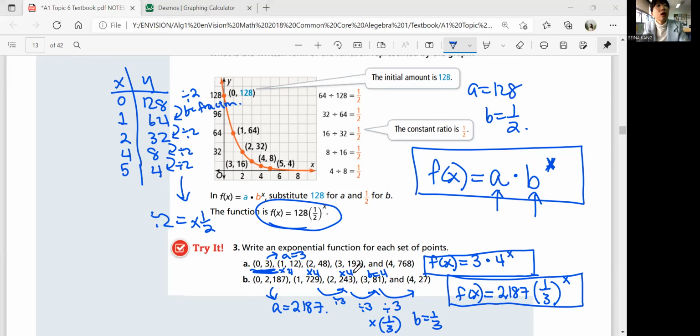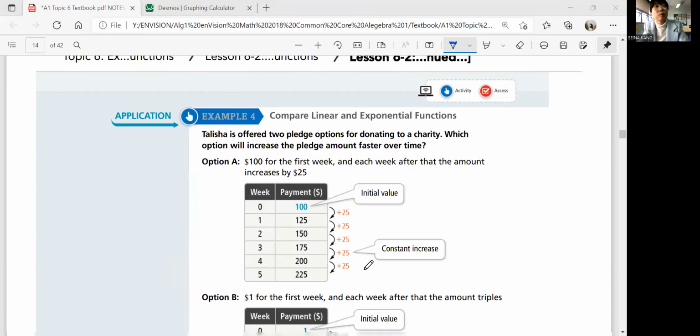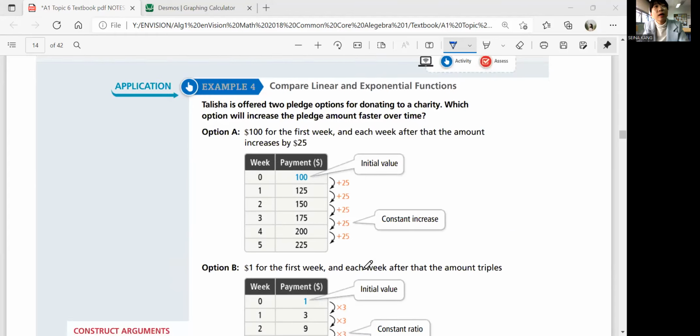Okay, let's look at the next page. Application example 4, the last example. Compare linear and exponential functions. Talisha is offered two pledge options for donating to a charity. Which option will increase the pledge amount faster over time? So she has two options to choose from.